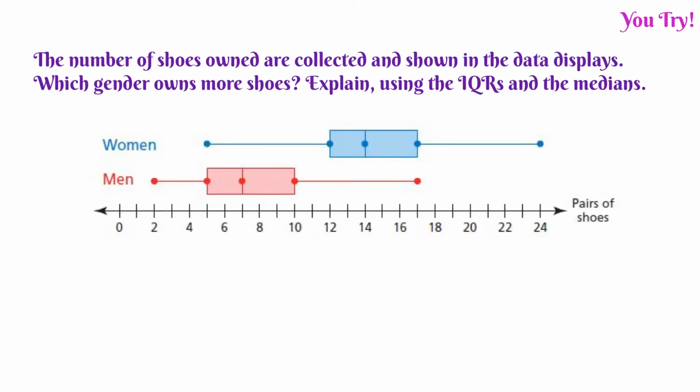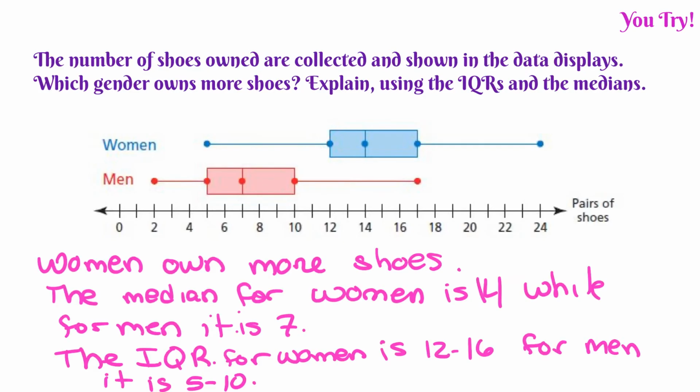The number of shoes owned are collected and shown in the data displays. Which gender owns more shoes? Explain using the interquartile ranges and the medians. So women own more shoes based on this data. The median for women is 14. So that median right there is 14. While for men, it is 7. And then the interquartile range, or where most of the data lies, is between 12 and 16. But for men, it's between 5 and 10.